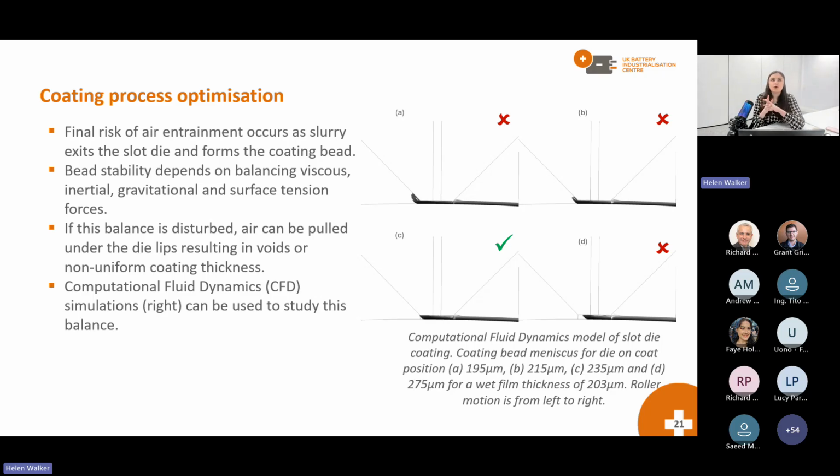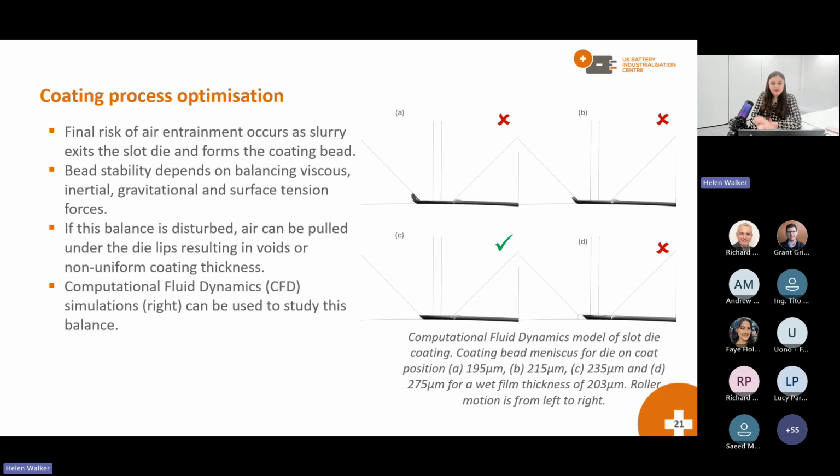So what we can do is we can model this process with computational fluid dynamics models, so that before we go to coat a slurry, we know how to set up our process to reduce the risk of air entrainment. So what you're seeing on the right hand side here is slurry coming down that top channel in the slot die internally. It's able to then translate onto the foil, and the roller is moving to the right. And we model a number of scenarios, and what we're modeling here is different on-coat positions, or different distances between the substrate and the slot die.